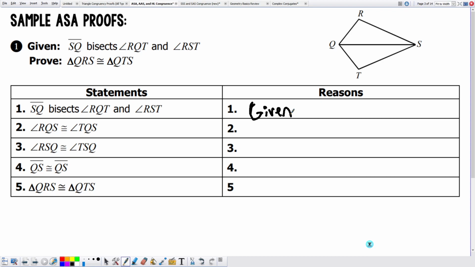So let's examine the fact that SQ bisects RQT. RQT is this angle here. And if SQ bisects that angle, it cuts it into two congruent pieces, RQS and TQS, which is our second statement. So this congruence in the second statement follows directly from the fact that SQ has bisected angle RQT. So the reason is the definition of angle bisectors.